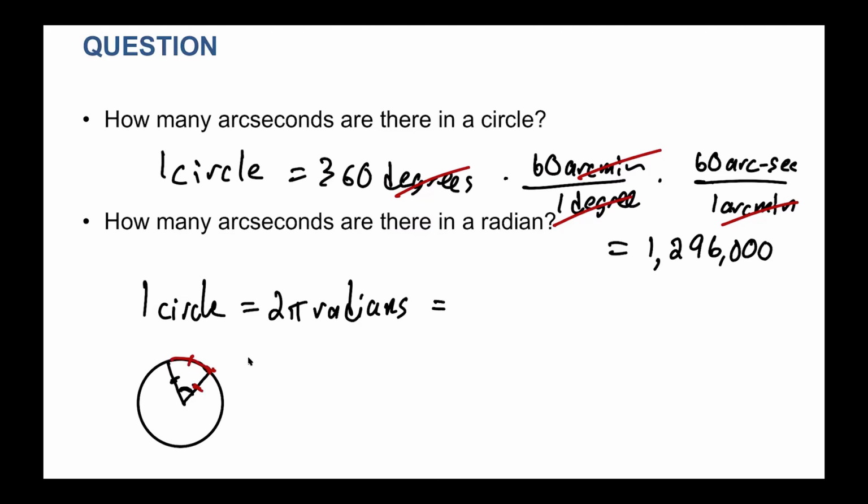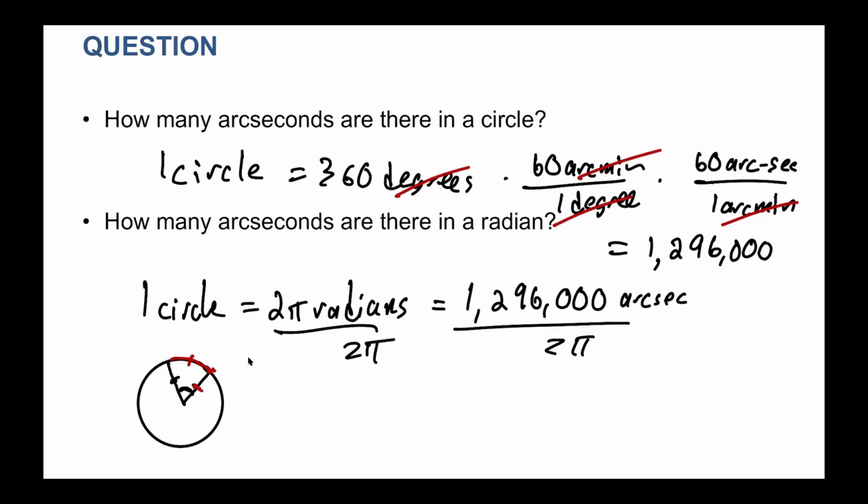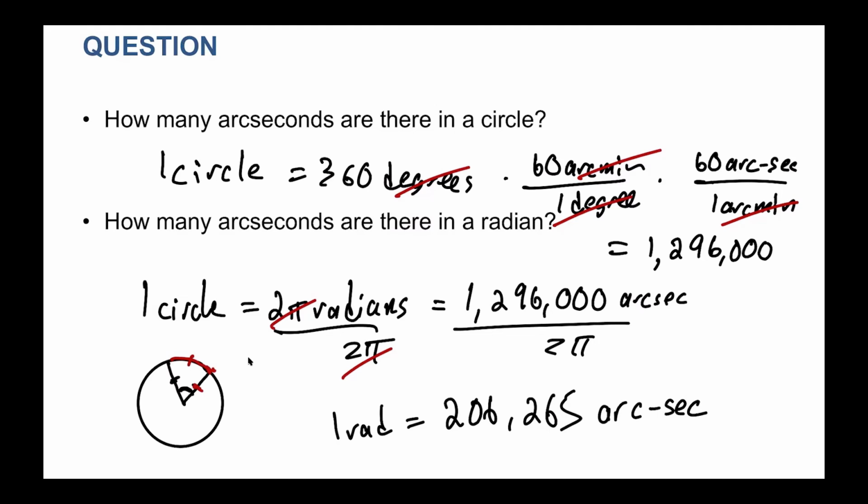We also know it's 1,296,000 arc seconds. So 1 radian, divide both sides by 2 pi. The 2 pi's cancel out here, and we get 1 radian. And this is actually a number that every astronomer knows because it's kind of important: 206,265 arc seconds. Okay, keep that number in mind because it's going to be related to what a parsec is.